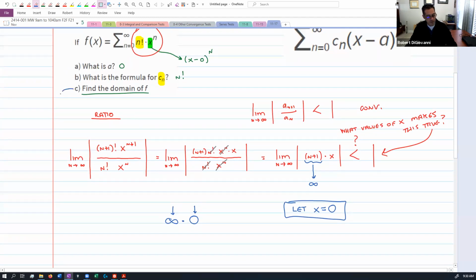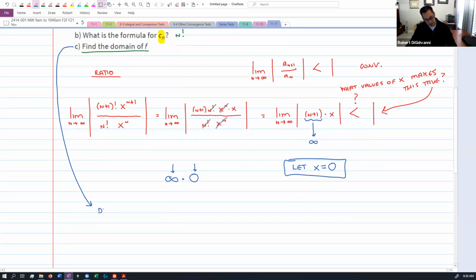So what is the domain of this function? What's the only value of x I can have to make this thing converge? 0. That's the only one. It's not even an interval, it's a single point. So how do we write that? We write a brace, and then we put 0, and then we put another brace. That's how we represent a single number as a set.